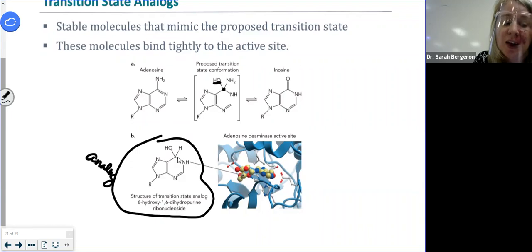What do you notice about the analog? Instead of an NH2, it's an H, but we still have a tetrahedral and we still have the hydroxyl group. And these are the portions of the molecule and the conformations of the molecule that are important for substrate activity. So we have that same tetrahedral and we have the same hydroxyl. So the whole molecule isn't the same, but the important bits are.